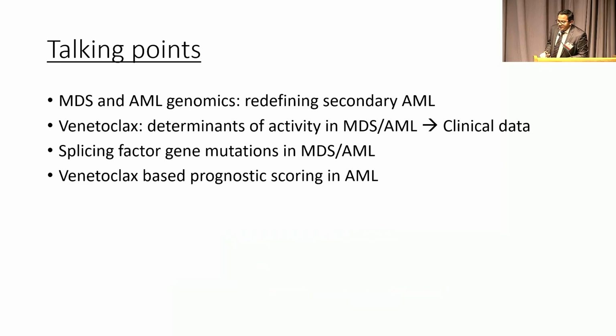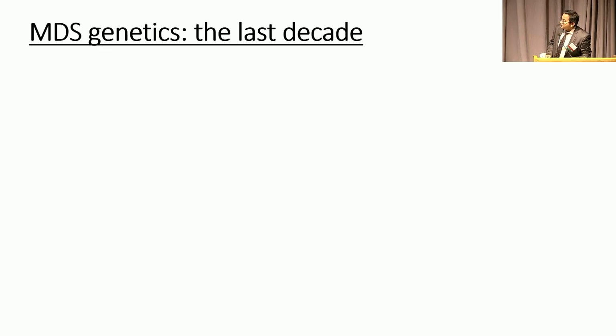No relevant disclosures. So my talking points will deal primarily with the genetics of MDS and AML, a little bit of it because it forms the bedrock on which venetoclax can be spoken about. Some of my work on splicing factor gene mutations in AML and how venetoclax has shown good responses there, and venetoclax-based prognostic scoring in AML, secondary AML, etc., which seems to be a burning point at this time and important for clinicians to make prognostic decisions and therapeutic choices for patients.